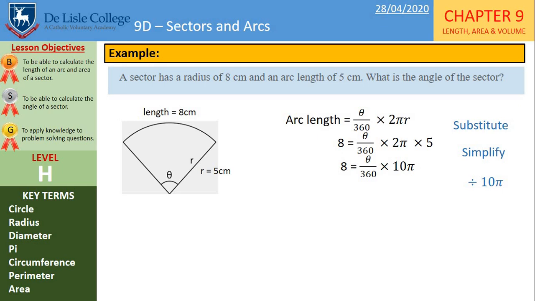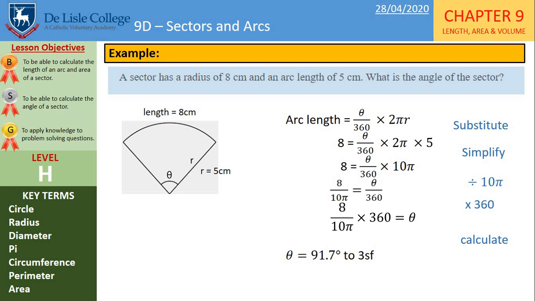We're then going to divide by 10 pi, because we're aiming to get this theta on its own. We're solving the equation. So we now have 8 over 10 pi equals theta over 360. Just make sure that the pi is on the denominator of the fraction. Then the final step to get theta on its own, we're going to multiply it by 360, since that is the opposite of dividing. So this is the calculation we need, and that is what we are going to type into our calculators. So we have got an angle of 91.7 degrees to 3 significant figures.